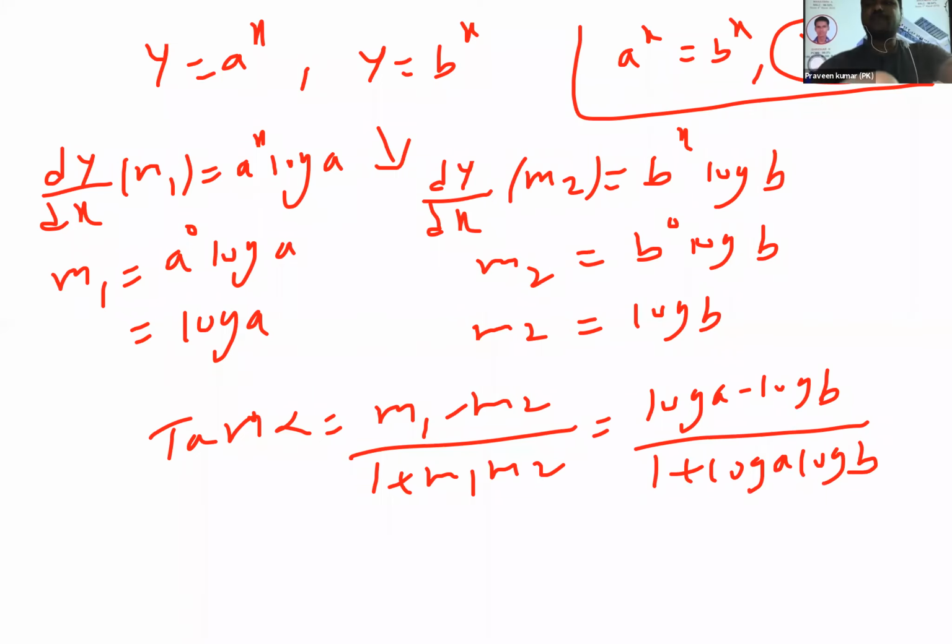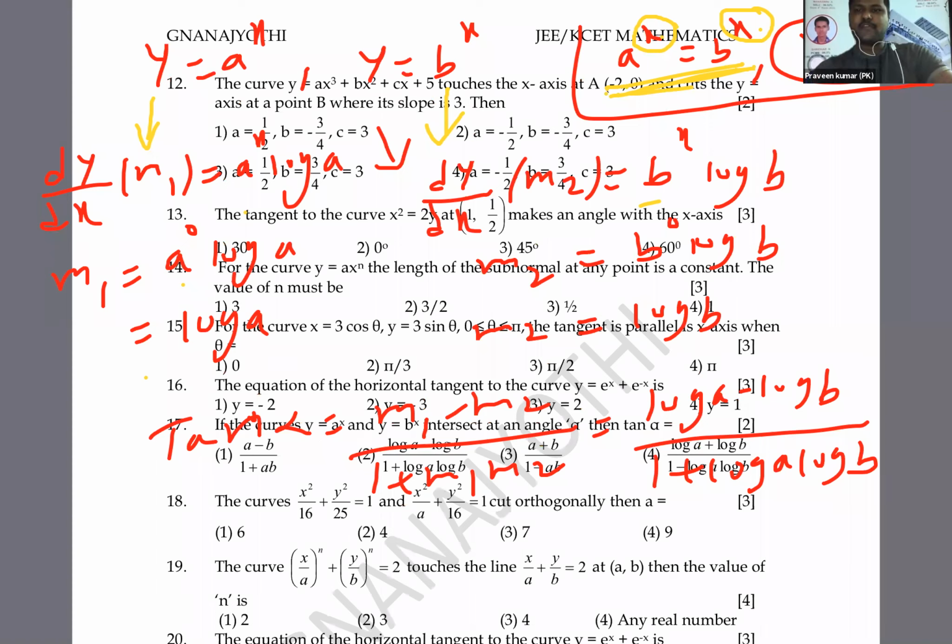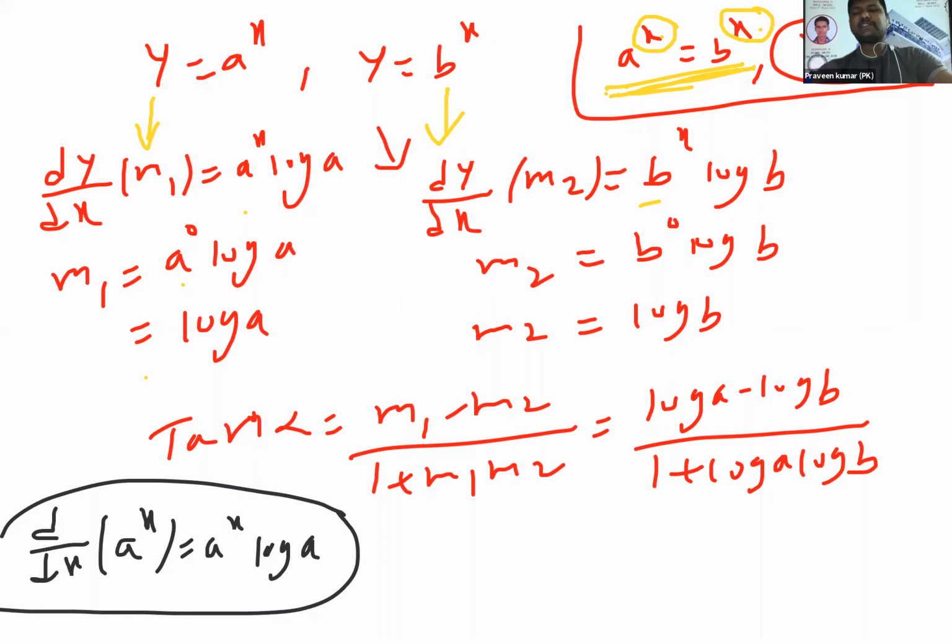If you have any confusion about this particular step, there is no confusion. When we substitute in place of x, both are equal only when a power 0 is 1 and b power 0 is 1. For any other value, those two are not equal. So x is 0. I did the first derivative, in place of x substituted 0, to get m1. I did the first derivative here also, in place of x substituted 0, to get m2. After getting m1 and m2, I substitute in the formula. Which option? Log a minus log b by 1 plus log a log b. I hope it is the second option and the right answer also. d by dx of a power x is a power x log a, and d by dx of b power x is b power x log b. Correct? Only those formulas are used.